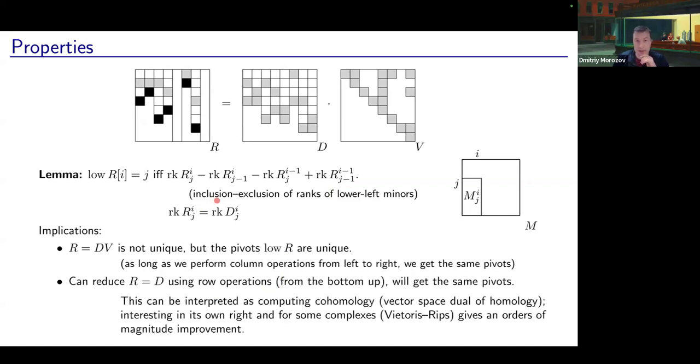The same story, by the way, is that you can also reduce this matrix by doing row operations from bottom up, because again, operations from bottom up won't change the ranks of these lower left minors. And so it immediately follows that you can do operations from left to right, from bottom up, in whatever order you want. As long as you respect that, you will get the correct persistence pairing. And it turns out these row operations are incredibly useful for computing Vietoris-Rips complexes, but that's a different story. Does this make sense? Because that's kind of an important bit.